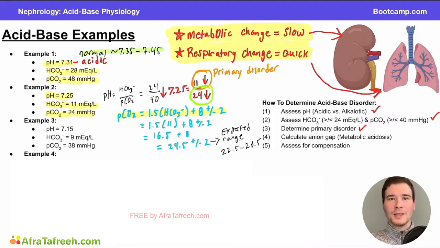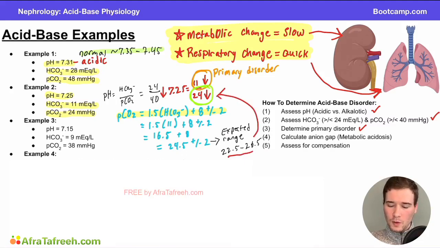And so now the question is, is our actual PCO2 within that range? If we look at this right here and we compare that to our 24, then the answer is yes, it is. Our PCO2 is within the expected range of what we would think we would have. Given we have a metabolic acidosis, we have the appropriate amount of respiratory compensation.